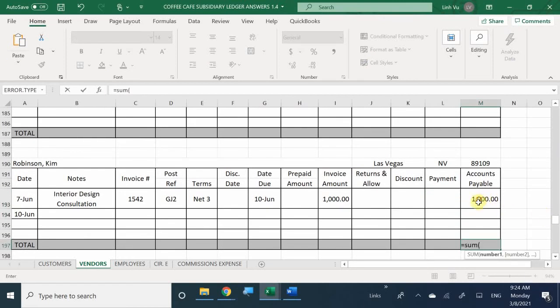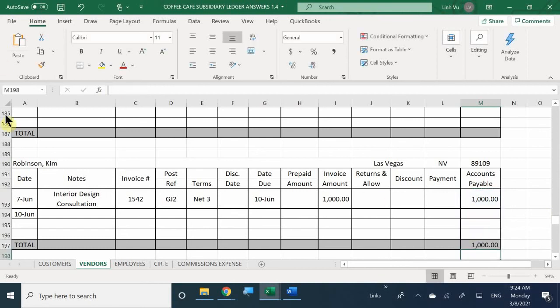So this is supposed to reflect that I have $1,000. Now let's watch this. So I made a payment, right? Check number 1510. Okay. This is invoice for 1542. And again, this is journal number 3.